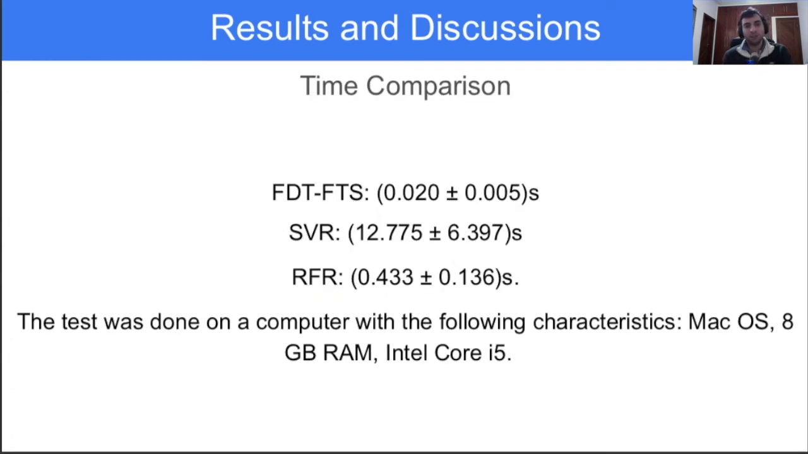Well, to finish the results and discussions, we are going to make a time comparison between the FDT-FTS method and the SVR and the Random Forest Regressor. In this case, the FDT-FTS method had a better training time, and the test was done on a computer with the following characteristics: a macOS with 8 GB and a processor Intel Core i5. That comparison is important if you want to run your algorithms in an online application. It is better to have lower training time.